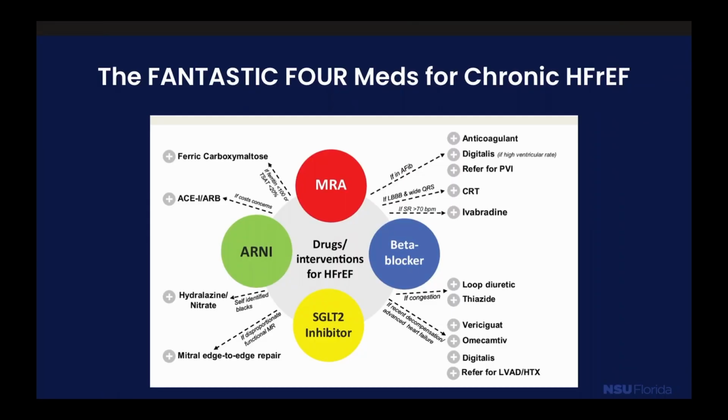Fantastic 4 meds of chronic relief. We have the ARNIs, a new class of drugs. These are angiotensin receptor and neprilysin inhibitors. This is your Entresto. It's a combination drug of like an ACE and an ARB together. The SGLT2 inhibitors, those are the sodium ones that inhibit that. Beta blockers are very important as well. And anticoagulation or rate control is controlling the rate as well.